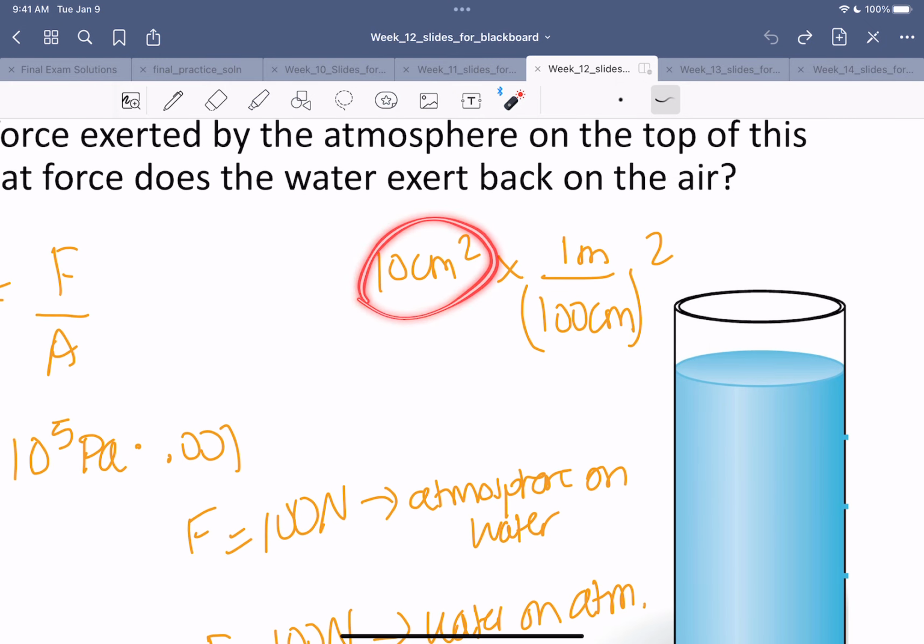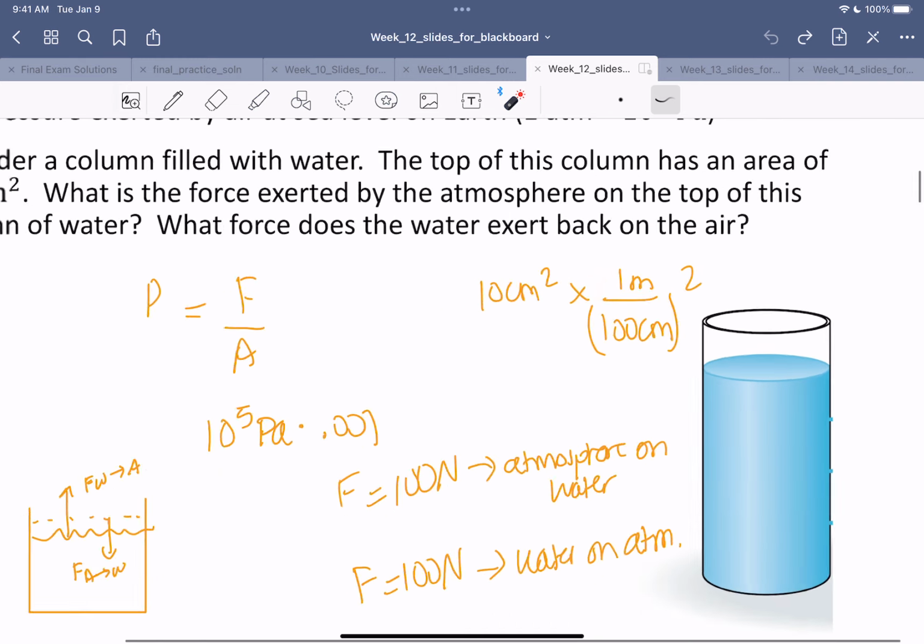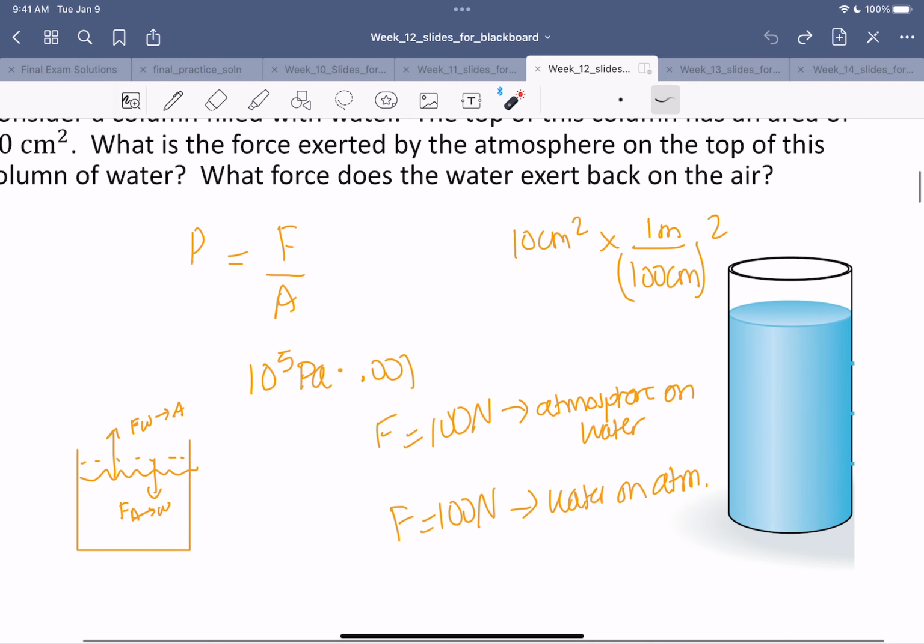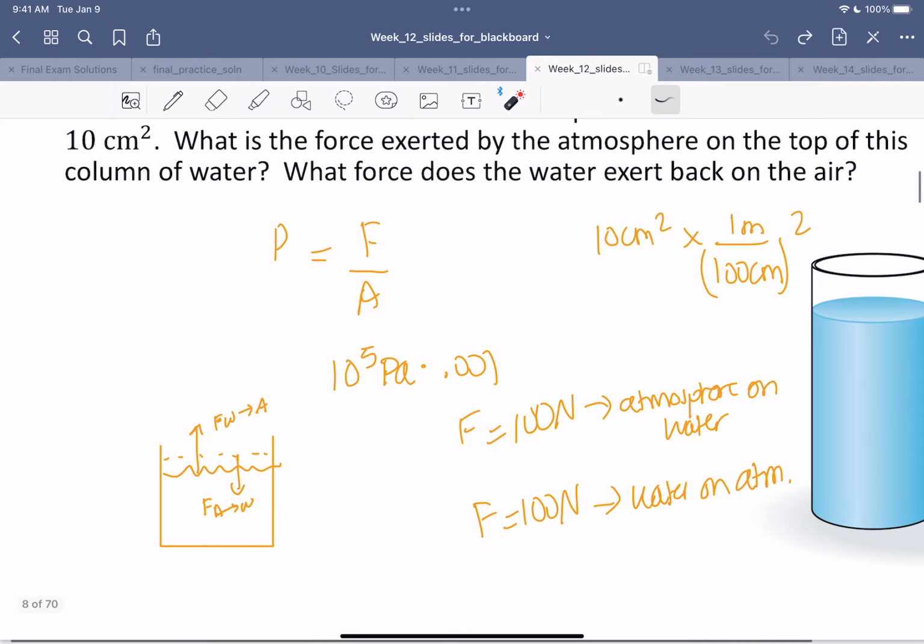So we know 10 centimeters squared, and we know that 1 meter is 100 centimeters. Like I said before with that problem where we cubed, we take it squared now so that the centimeters squared will cancel out. That'll leave you with meters squared on top here. So I think that gives you 0.001 meters squared for that answer.